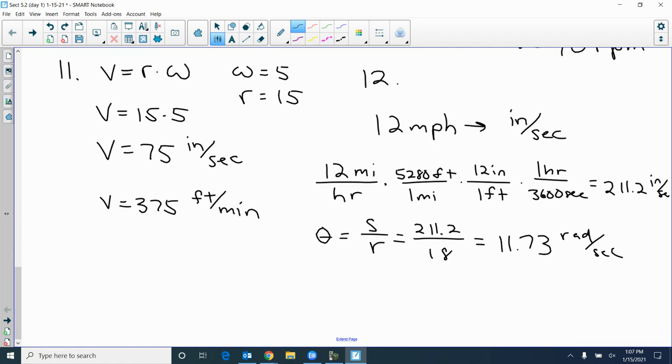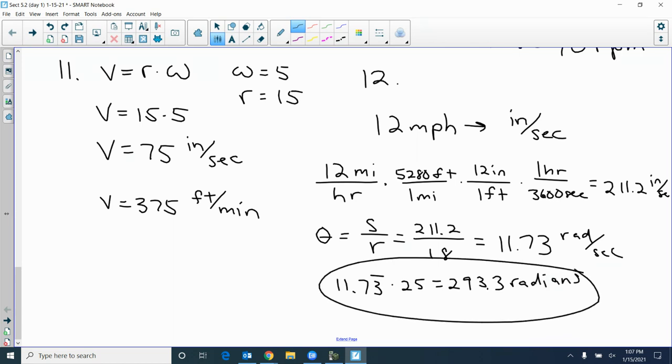25 seconds. So that is per second. Some people either multiply the 211 times 25 and then divide by 18, or you can divide by 18 and then multiply that by 25. So 11.73 repeating times 25, that is where we get the 293.3 radians. So after 25 seconds, that's where we would be.